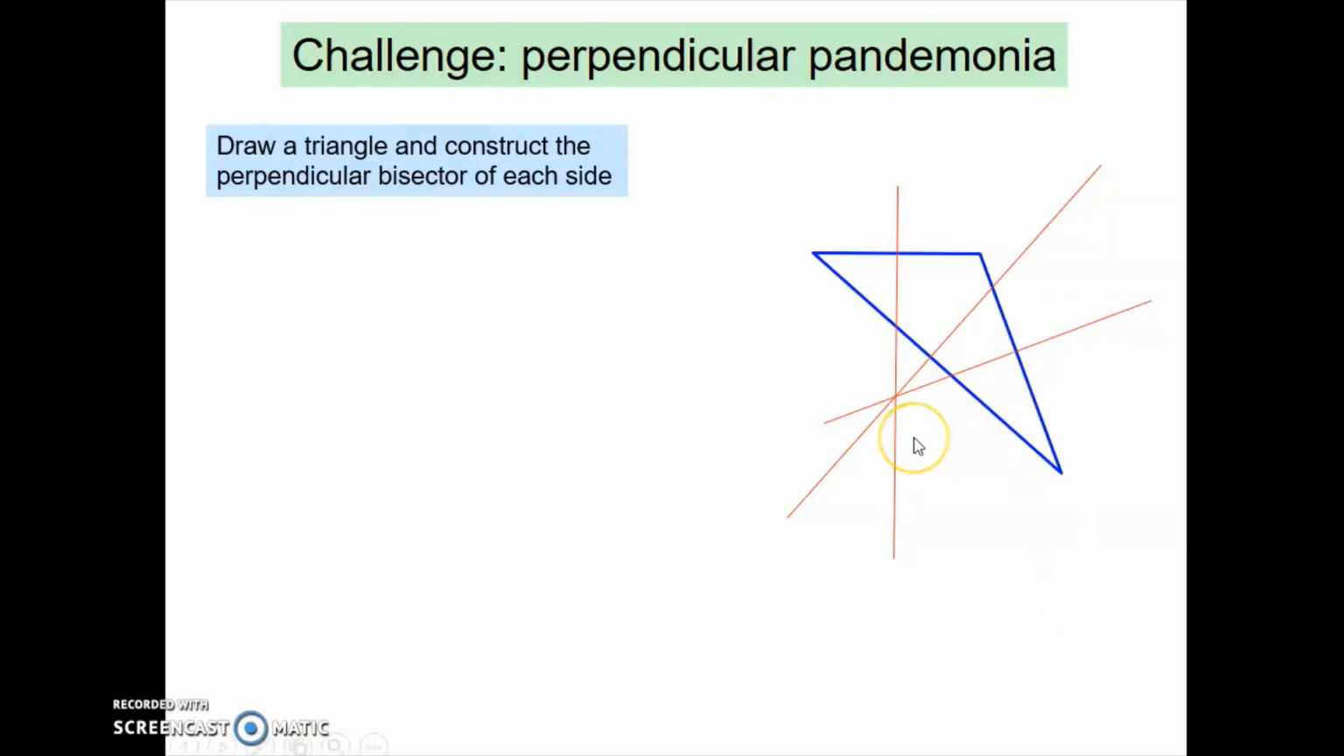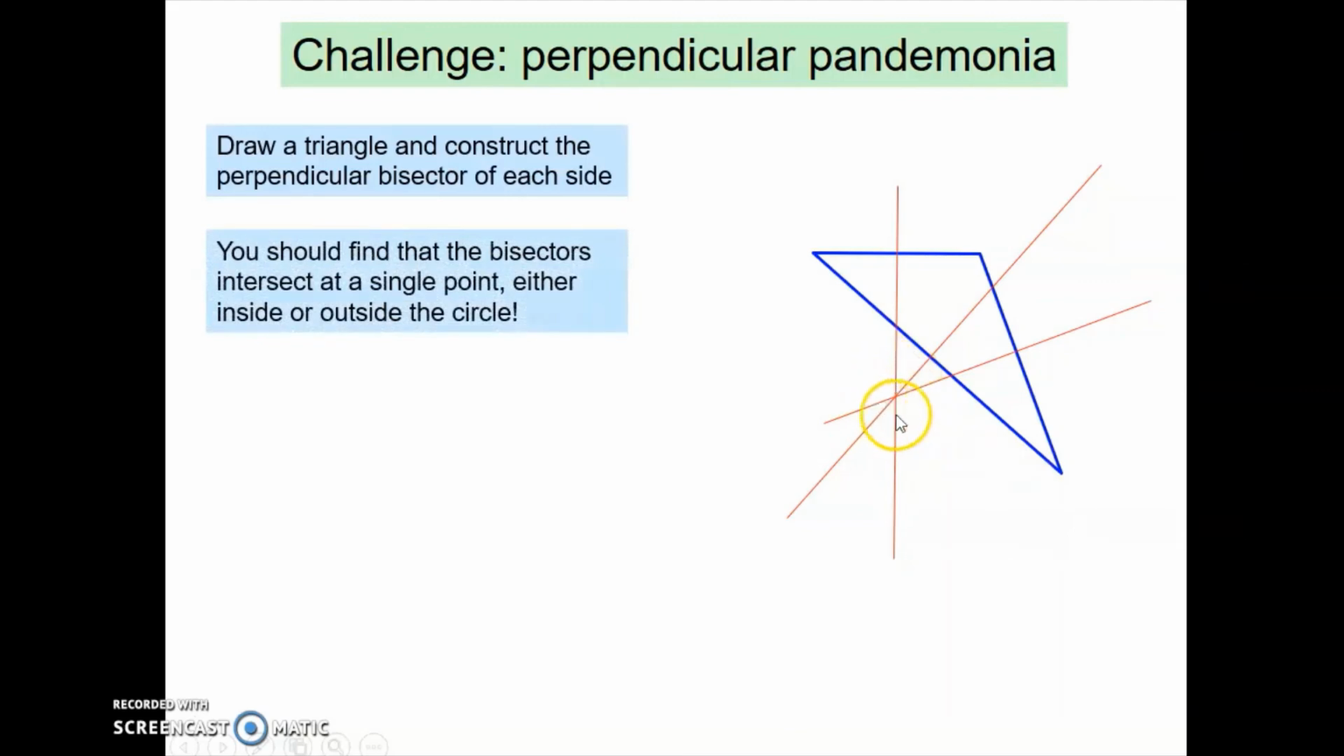You should see that at some point your three perpendicular bisectors all meet at the same point. It might be inside or outside the shape. This should happen no matter what the triangle looks like.